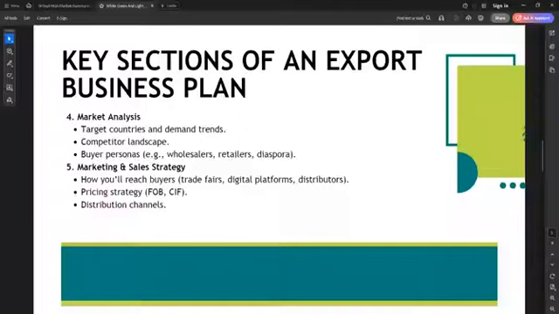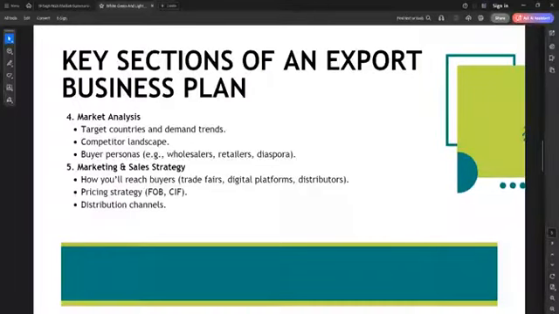How do you intend to reach buyers? How do you intend to reach them? Do you intend to attend trade fairs? Trade fairs in India, in Bangladesh, in Dubai, in the UK, in Nigeria, or other African countries? Are there digital platforms you want to use to promote, like Facebook and co, sponsored ads, and all these things? So how do you intend to do that?